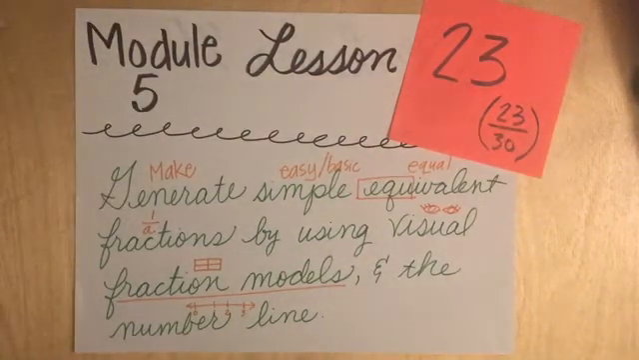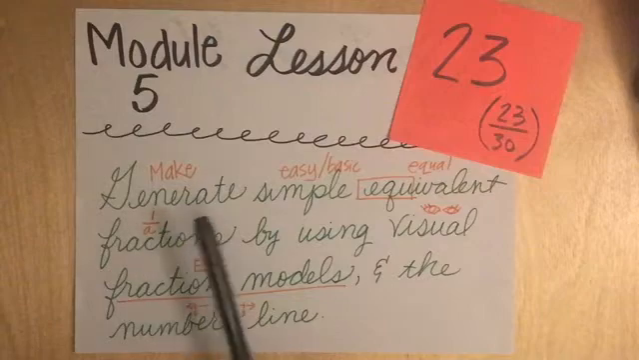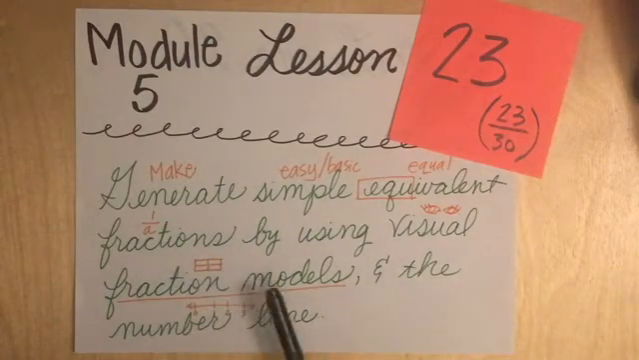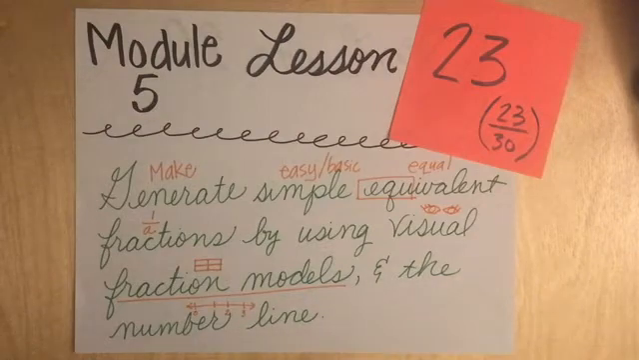Hey third graders, today is Module 5, Lesson 23, or 23/30ths of the way through our unit. Today's lesson is exactly the same as yesterday's lesson as far as the learning goal goes. So once again, our learning goal is to generate simple equivalent fractions by using visual fraction models and the number line. Today we're going to be focusing more on that number line part.